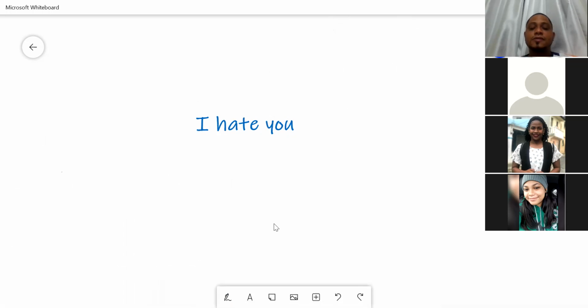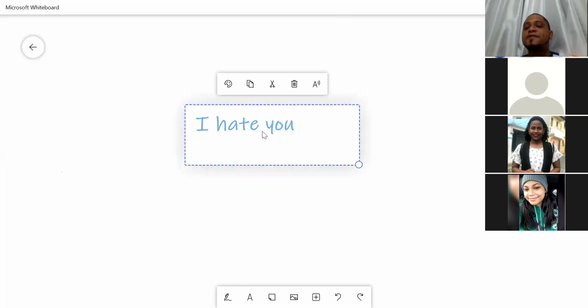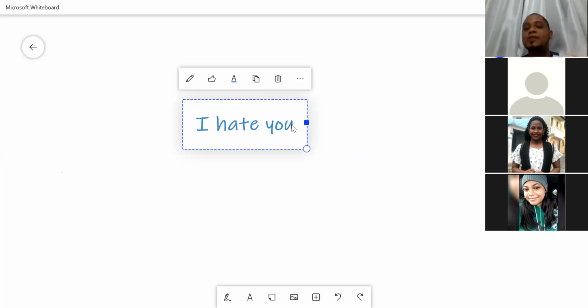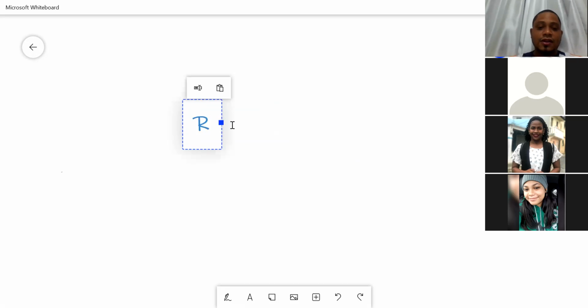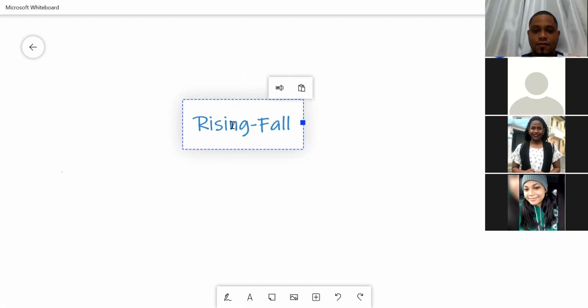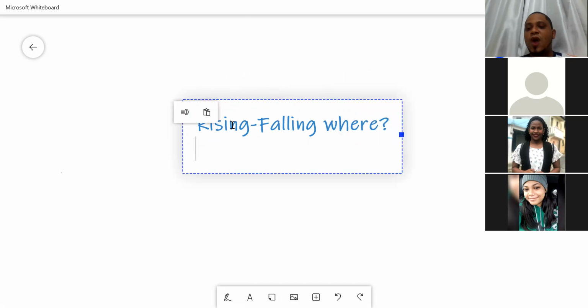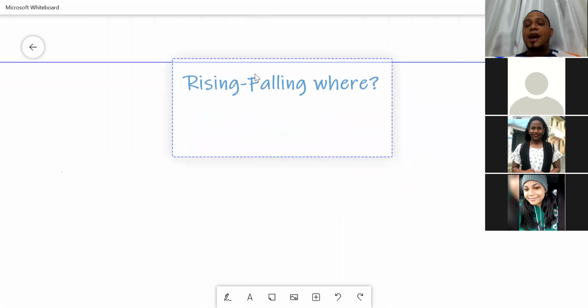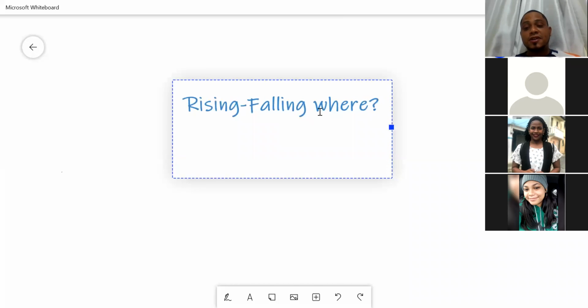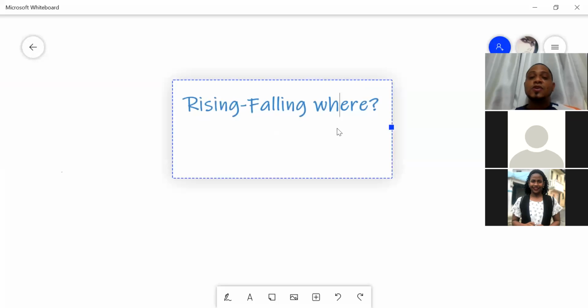The question is, in which type of sentences do you use rising, falling? In which type of sentences? Rising, falling, where? Because if we are going to learn a new type of intonation, when you see sentences, you are supposed to know which one is rising, falling.